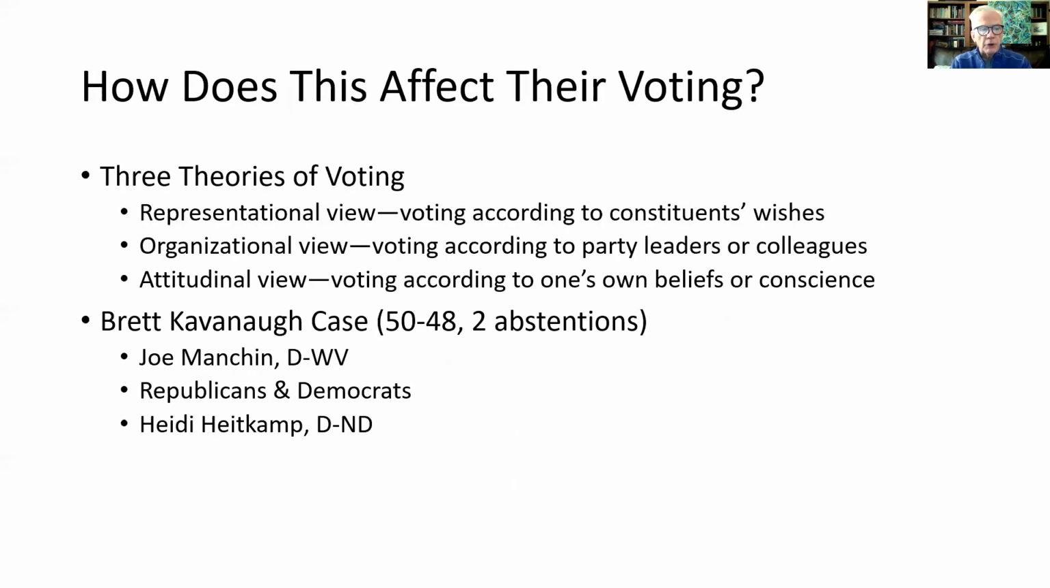How does this affect their voting? The book says that there are 3 theories of how people vote: representational, organizational, attitudinal. I would add a 4th one here, which is class, that the book doesn't talk about.